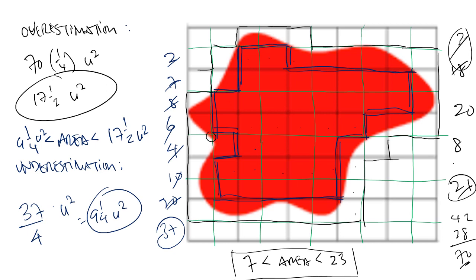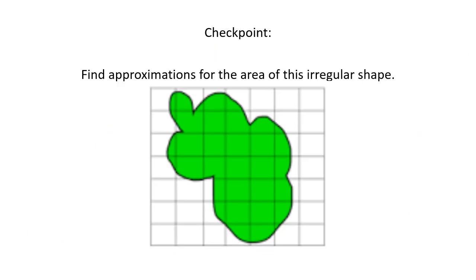All right. So for your checkpoint problem, I want you to find the approximations for the area of this irregular shape. So if you want to do the 1 unit by 1 unit, if you want to break that down into halves, and so then the quarter square units, if you want to break it down even further, I'll leave it up to you how far you want to go into it. But yeah, find approximations for this area.